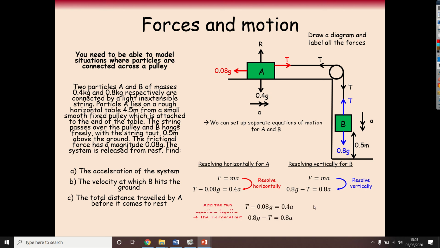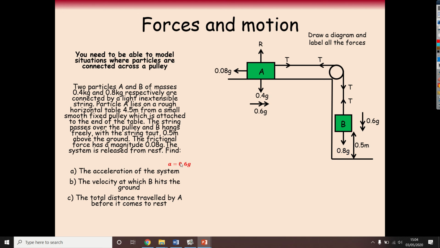Looks like we can add these together again. Okay, T is going to cancel out. So there we go, that's what's happened there. And then we can divide by 1.2. And again, it's blocked, but it will come up here in a second anyway. It's 0.6g. Okay, that's now been added to the picture. We've got 0.6g there and there.